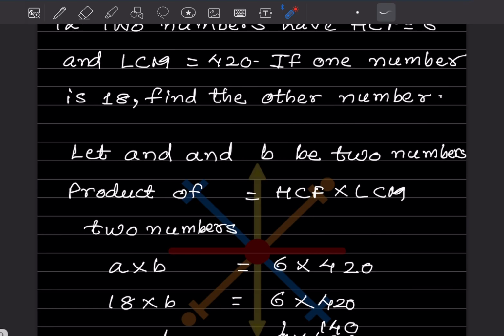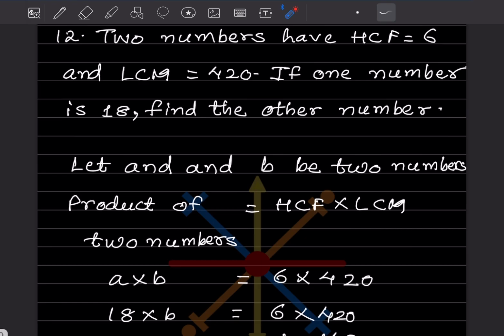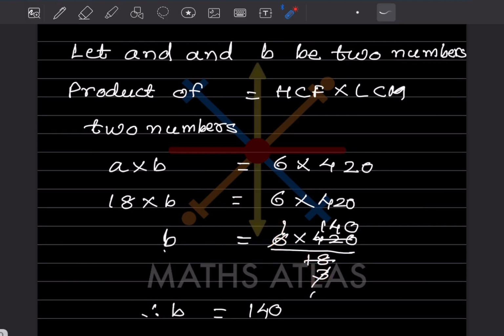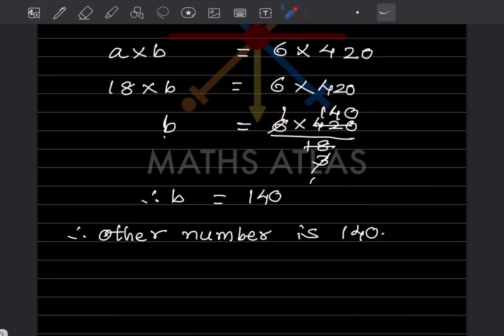So now the two numbers we have considered A and B. So A into B equals the HCF, which is given here as 6, and the LCM is given as 420. So if one number is 18, the other one we don't know. So that is 6 into 420. So B will be 6 into 420 divided by 18, which is going to be, 6 ones are, 6 threes are, this will be 140. So B is 140. So the other number is 140.